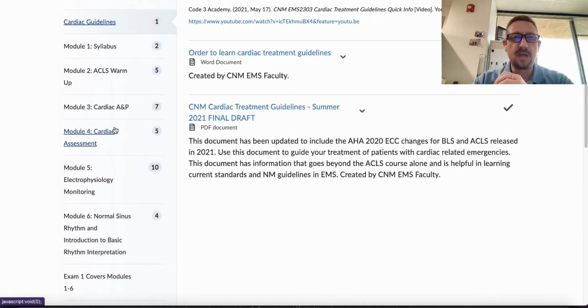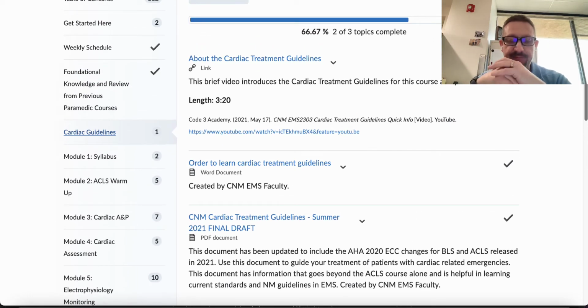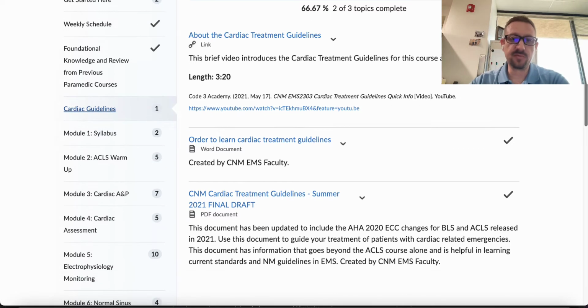The last non-module module that we have, like our warm-up module, is a module that covers the cardiac treatment guidelines. The cardiac treatment guidelines are a great resource, and I think that compared to other terms, you'll find them very, very helpful to you in this semester. So in this module, we have a couple things for you to review. The first is a quick video that I made that talks a little bit about the cardiac treatment guidelines. The second is the order to learn cardiac treatment guidelines in, and I sent this and the actual guidelines to you by email before the term started.